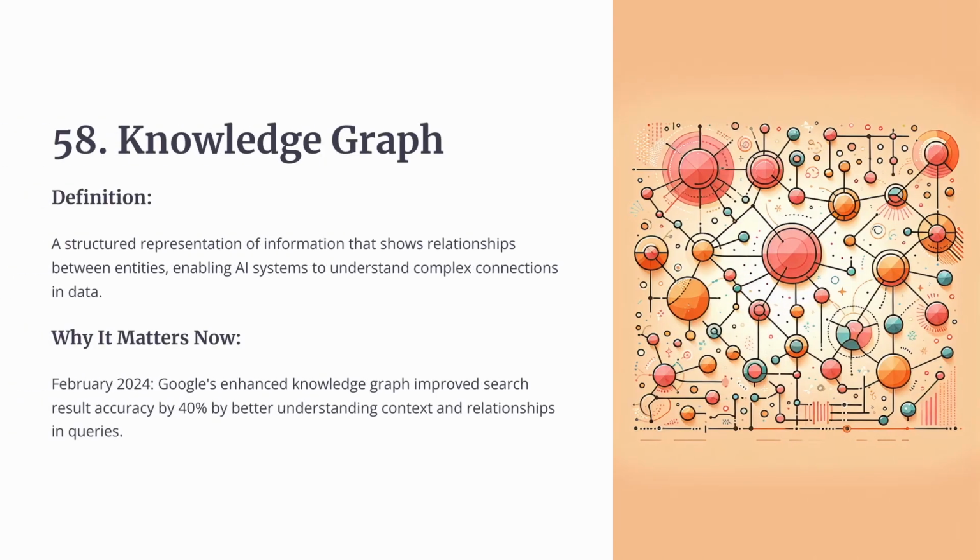A knowledge graph is a structured representation of information that shows relationships between entities, enabling AI systems to understand complex connections in data. Think of this as a super advanced mind map that connects every piece of information to related concepts. Google's improvement means their search engine now better understands relationships between things. It's like having a librarian who not only knows every book, but understands how they're all connected to each other.